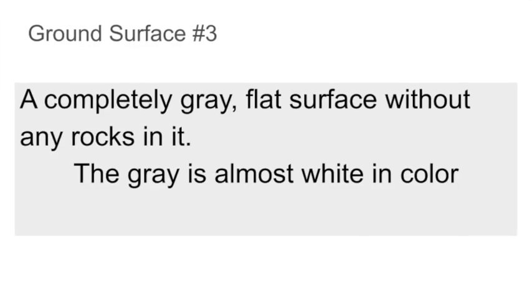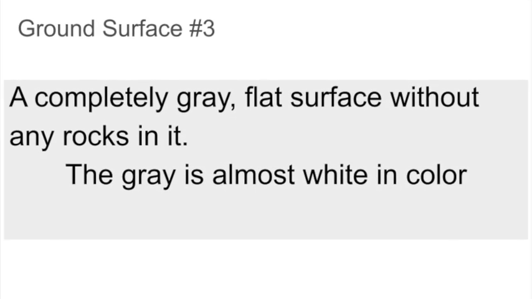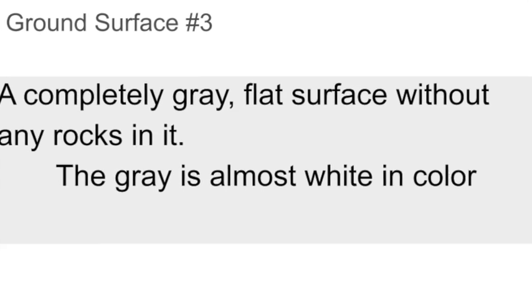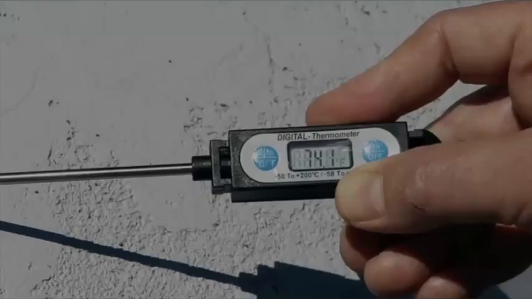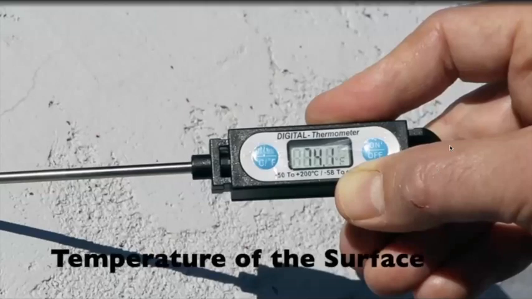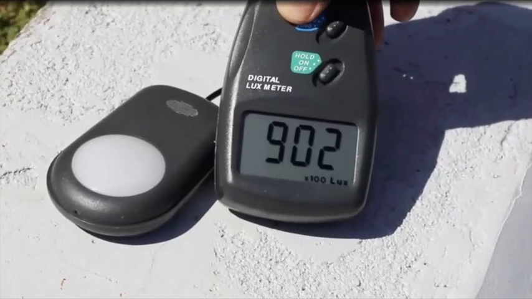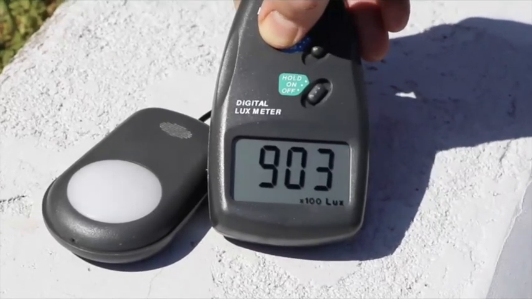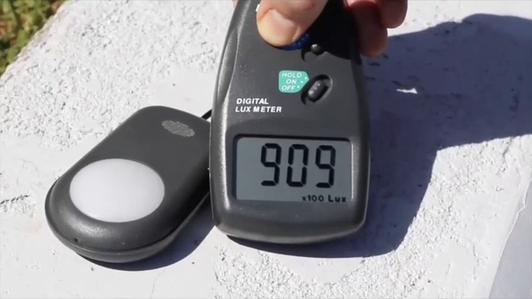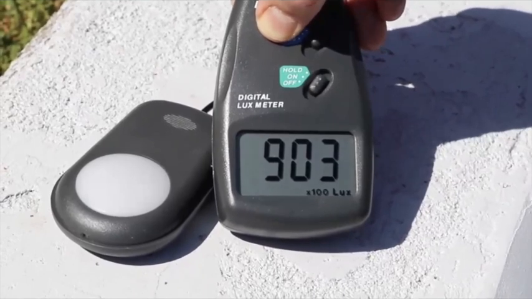On ground surface 3, which is a completely gray flat surface without any rocks in it, this gray is almost white in color. The surface temperature is 74.1. And the incoming light is around 903. It goes back and forth, but it's about 903, we'll say.